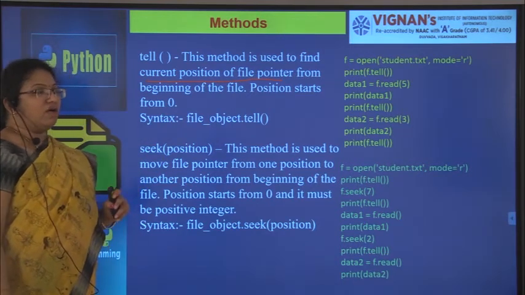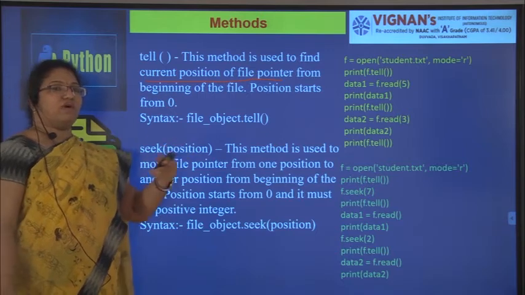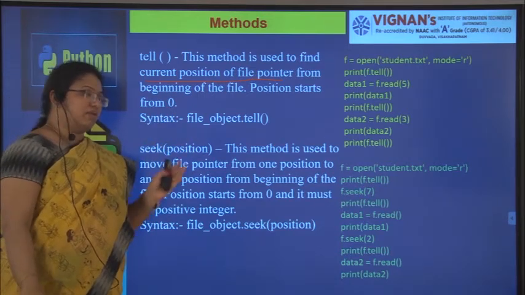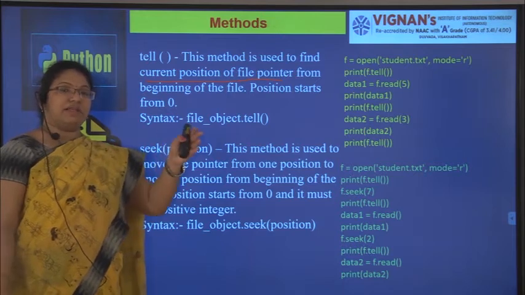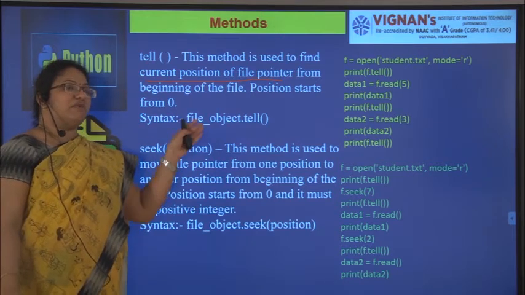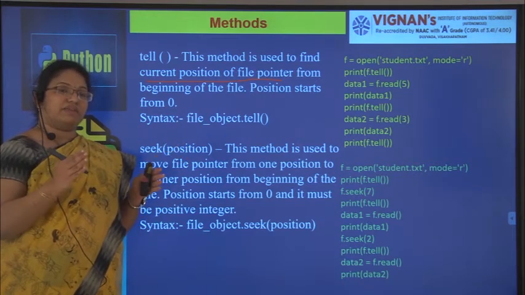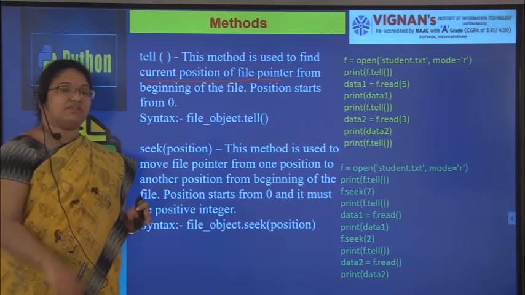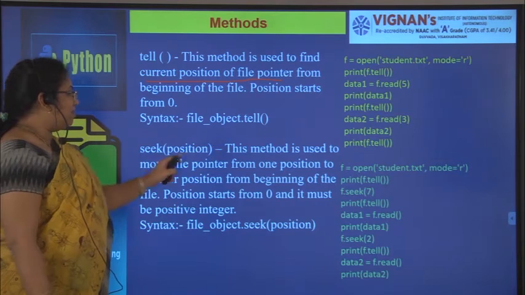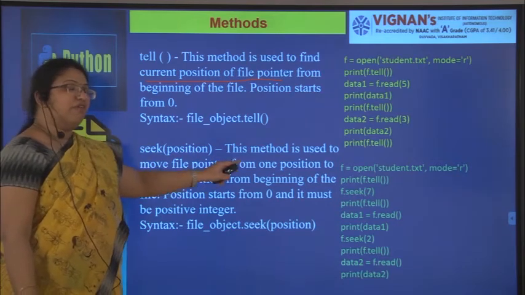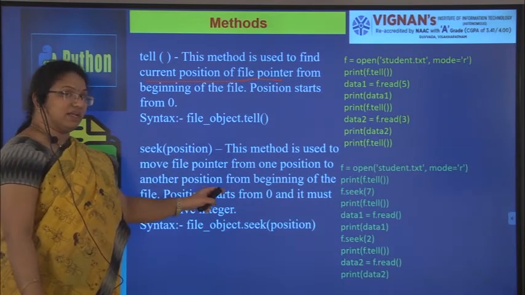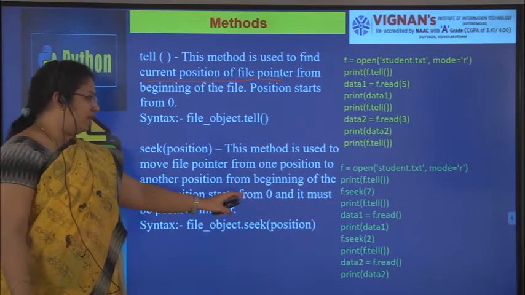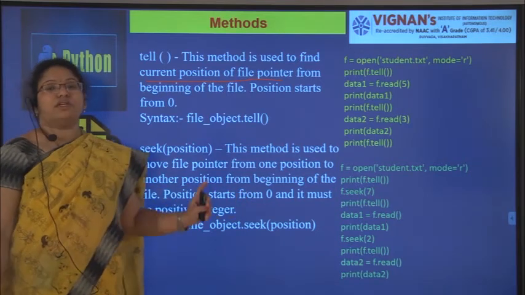The best example is listening to a song, where you want to forward it or move backward; then you move that pointer. In the same way, the seek method is used to move the file pointer from one position to another position from the beginning of the file. The position starts from 0 and it must be a positive integer.